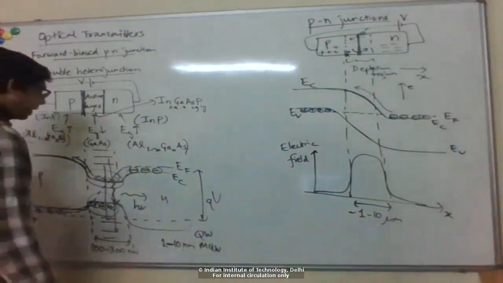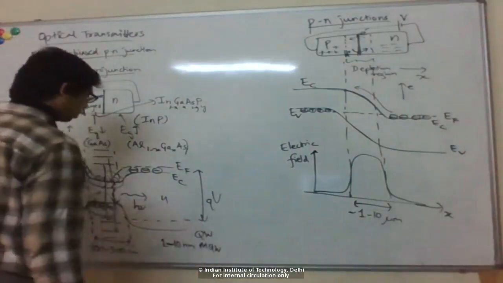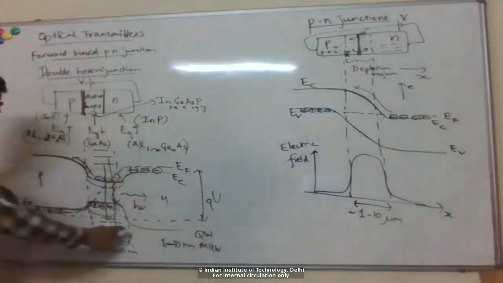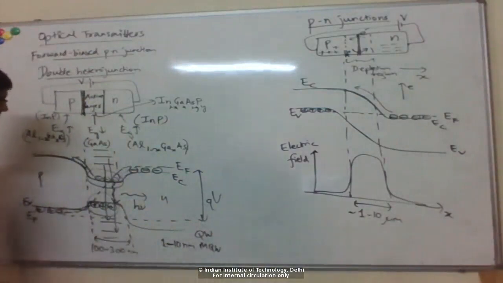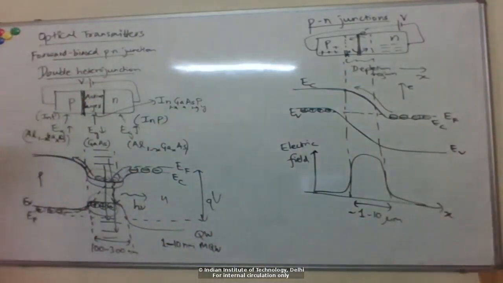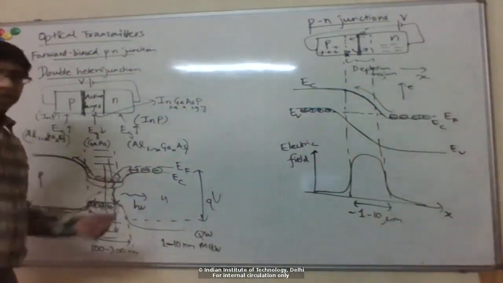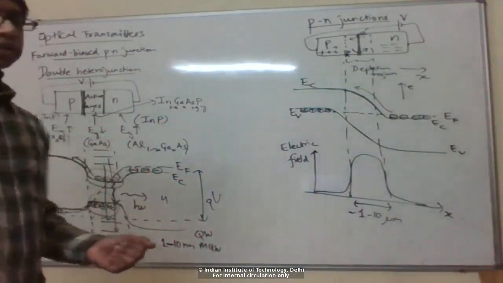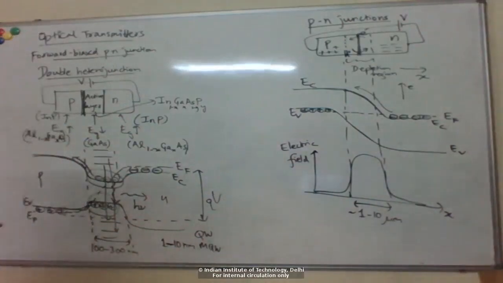But typically for telecom applications, we don't go for quantum well devices. So the thickness is typically, let's say, 100 nanometer or 200 nanometer, and just the basic double heterojunction devices have good enough performance.